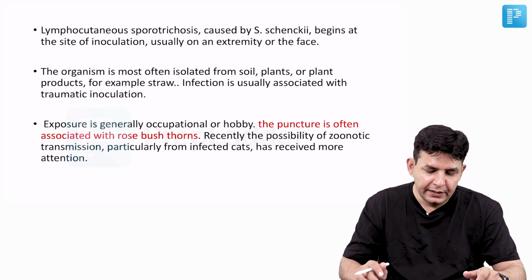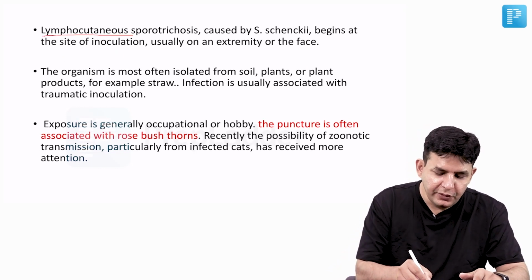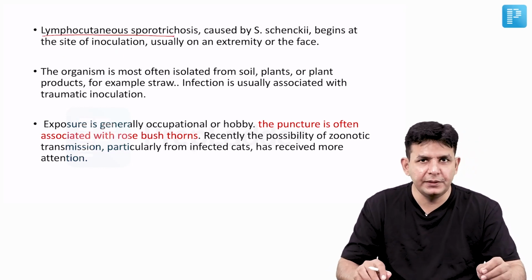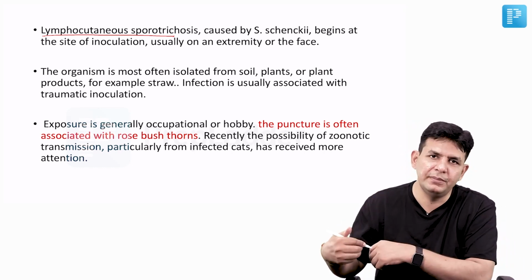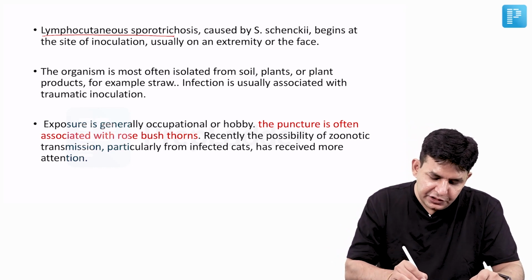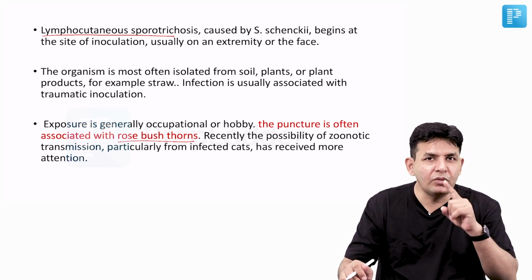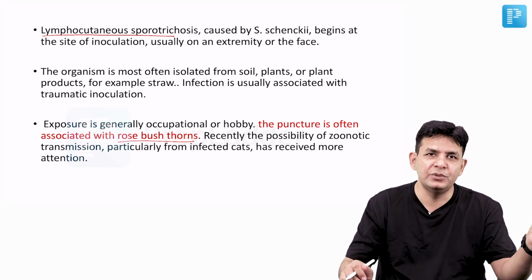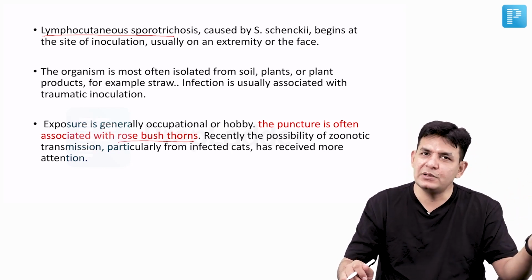D here. And in this, what you need to focus upon is that lymphocutaneous spread is the most common. Okay, there is a cutaneous inoculation, then it goes to the lymphatics, then it goes to the blood. This is mostly associated with rose bush thorns. Remember one thing: chromoblastomycosis can also be associated with rose thorn prick.